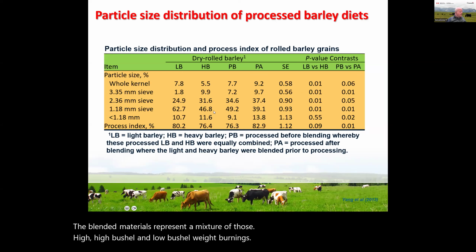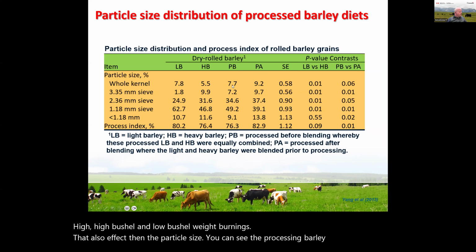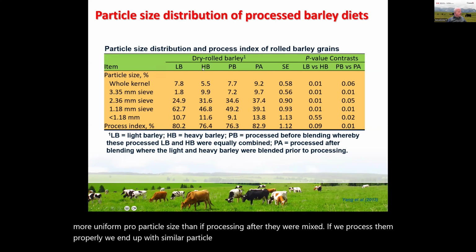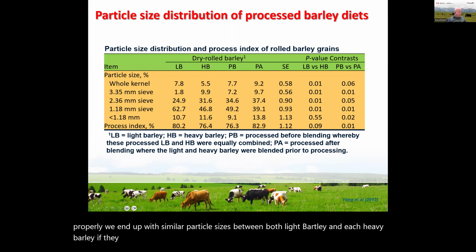That also affects then the particle size. You can see that processing barley before resulted in more uniform particle size than if processing after they were mixed. If we process them properly, we end up with similar particle sizes between both light barley and heavy barley if they were processed to the proper degree.